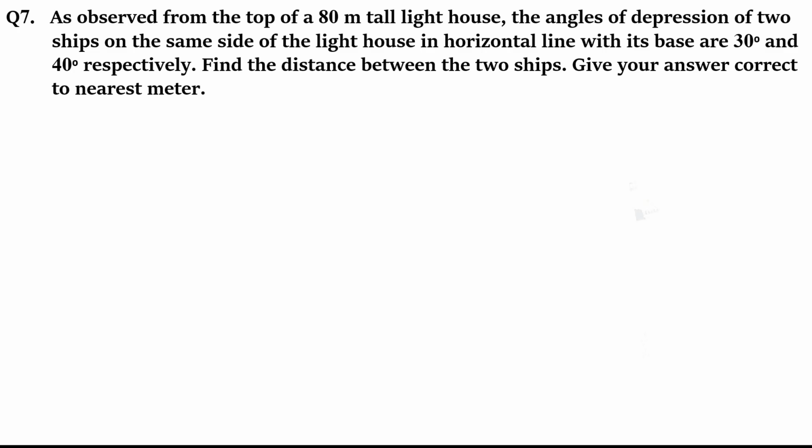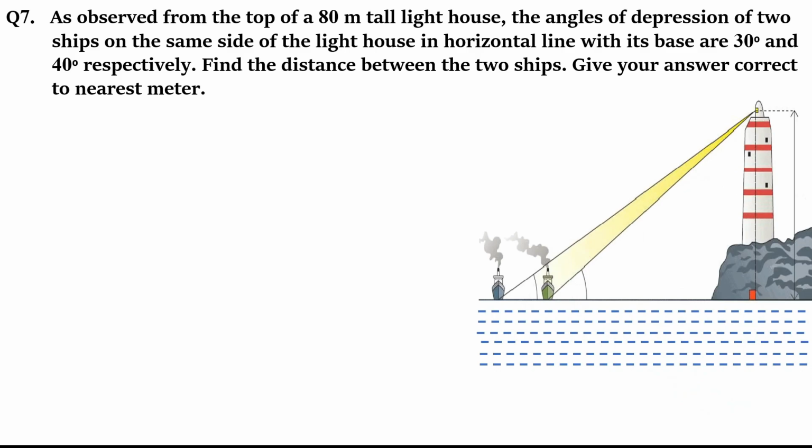So let's quickly draw a lighthouse with two ships and the sea water. Everything is ready. We have a lighthouse standing, the horizontal surface of the sea water, and the two ships on the same side of the lighthouse, and two lines of sight also I have made. These are from the top of the lighthouse. As you can see, two lines are coming out. These are the lines of sight and they are observing the two ships. Okay, so let's give them some names. Now what is the question? You have to find the distance between the two ships and your answer should be correct to the nearest meter.